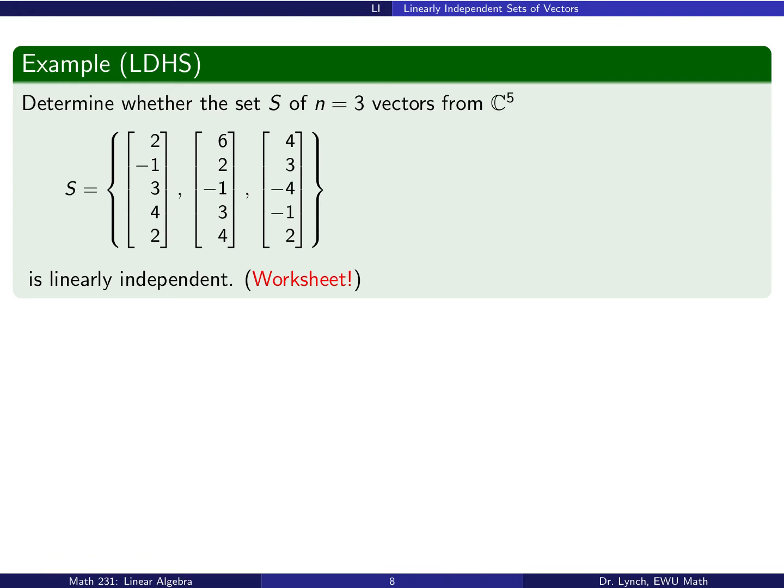Here's another example. Determine whether the set of vectors from R3 is linearly independent. Okay, so I'll go ahead and let you work through this one. What you should find is that these vectors are linearly dependent. And as a challenge, go ahead and write a non-trivial relation of linear dependence on these vectors.